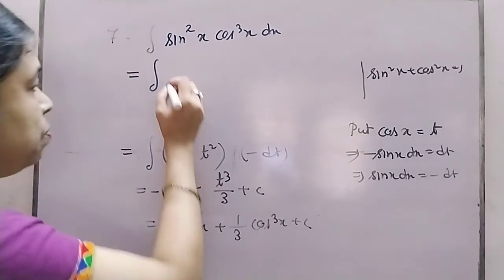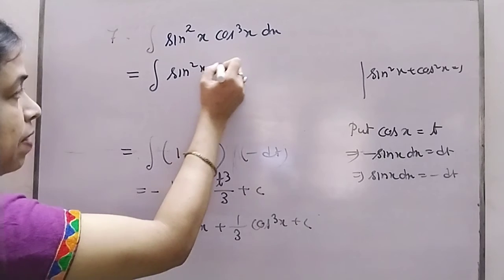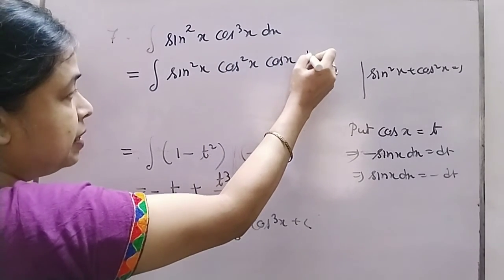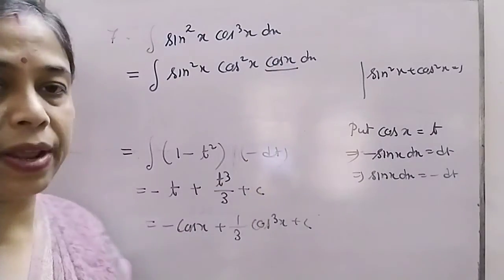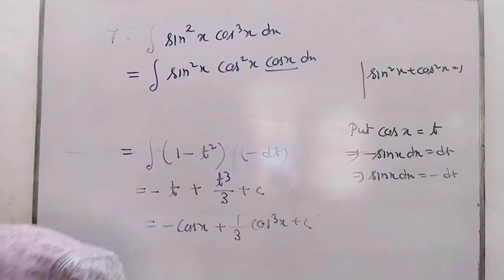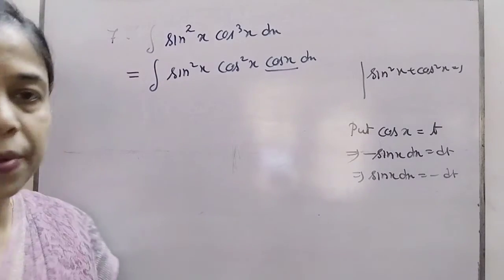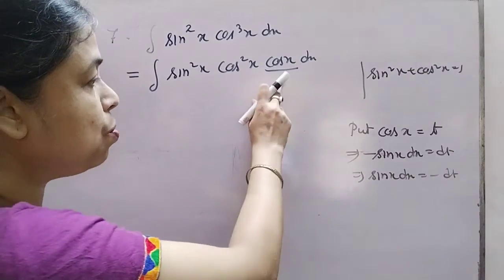Then also we will use one method. When both of them are even, we can do any one, but when there is an even and odd combination, then the odd one you separate and try to make even. Here I want to get cos x dx.